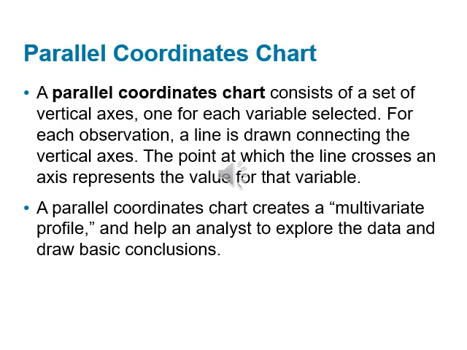Parallel coordinates chart. A parallel coordinates chart consists of a set of vertical axes, one for each variable selected. For each observation, a line is drawn connecting the vertical axes. The point at which the line crosses an axis represents the value for that variable. A parallel coordinates chart creates a multivariate profile, and helps an analyst to explore the data and draw basic conclusions.